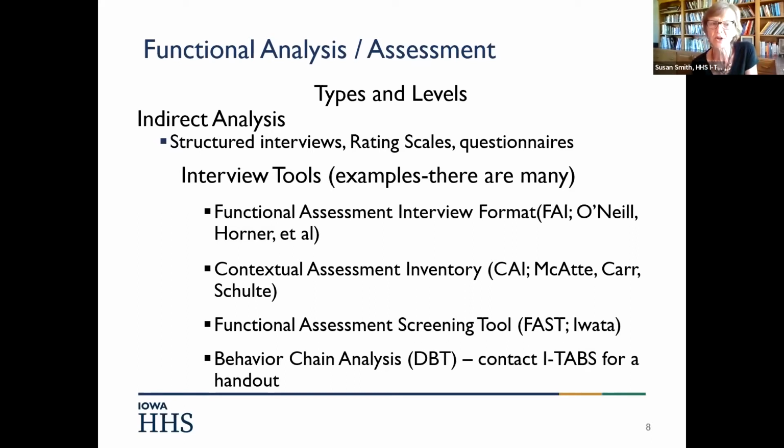But the first type is called indirect results or indirect analysis. Examples would be an interview. It might be a manager interviewing direct care staff, or a psychologist or a behavior analyst. Sometimes it's just a free interview where they're asking random questions. Sometimes it is a piece of paper and pencil that asks questions and they're answering those. Sometimes it's rating scales or a questionnaire.